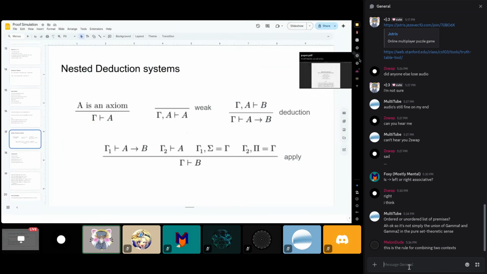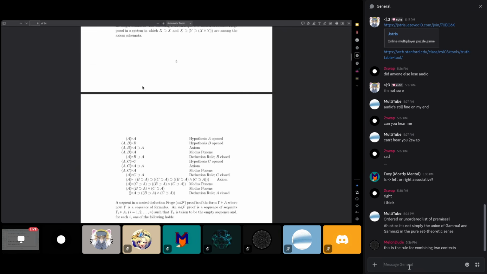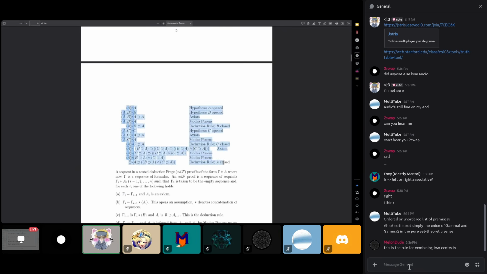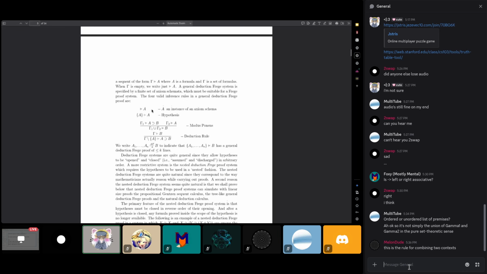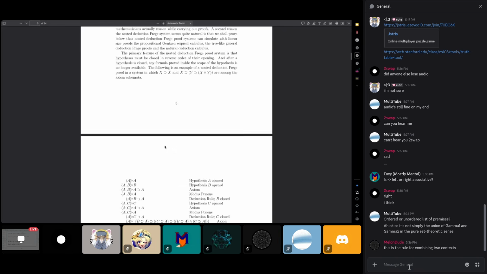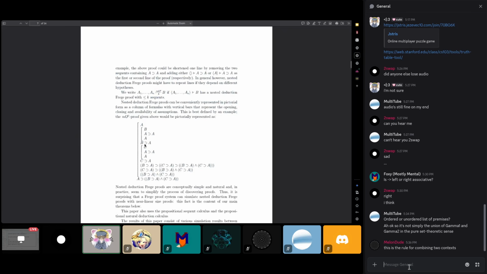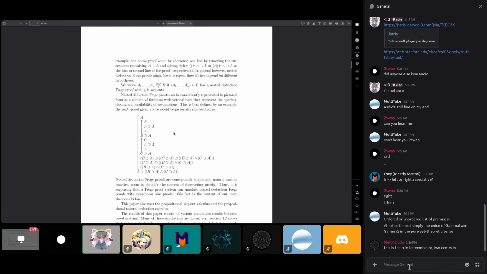I think the paper goes into this a bit more in depth. So this here is a system that just lets you use any hypothesis that's in the context. And then they move on to this slightly weaker system where you can only talk about the topmost hypothesis on the stack. I could probably link that too.